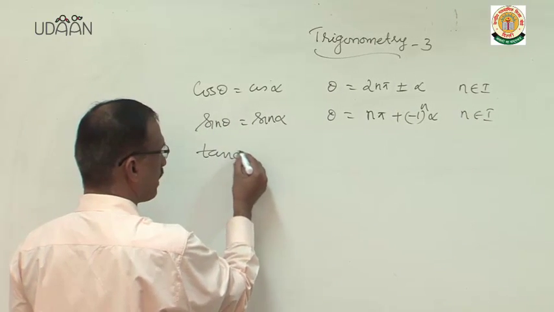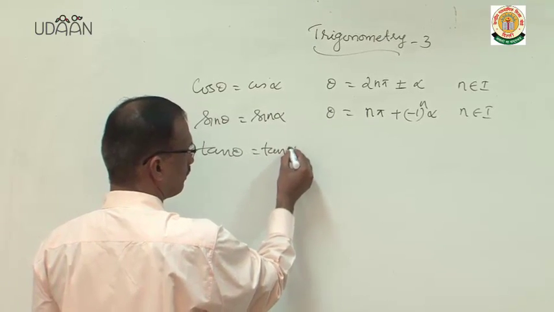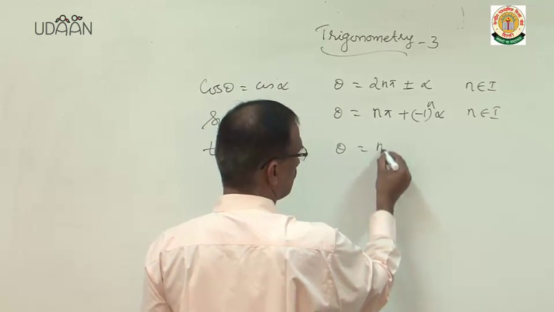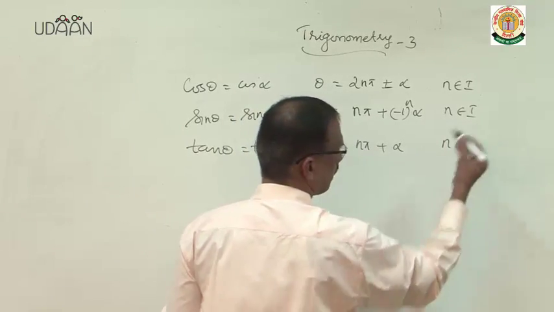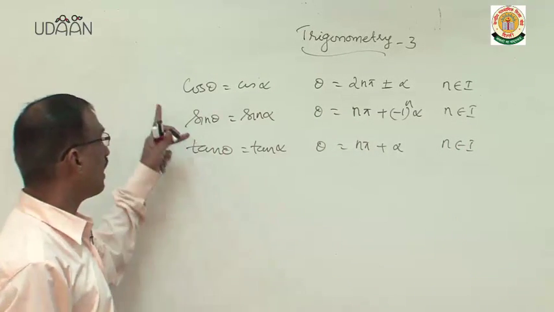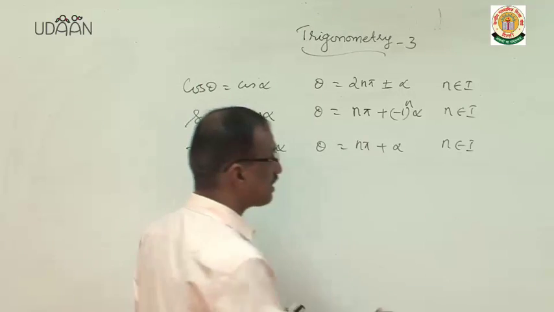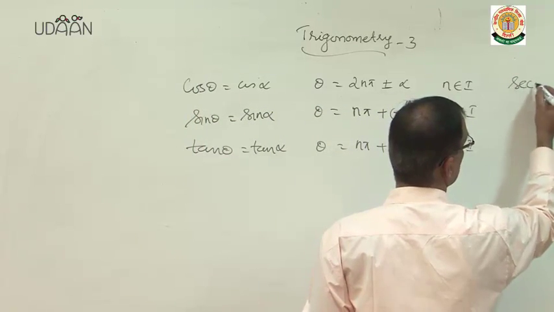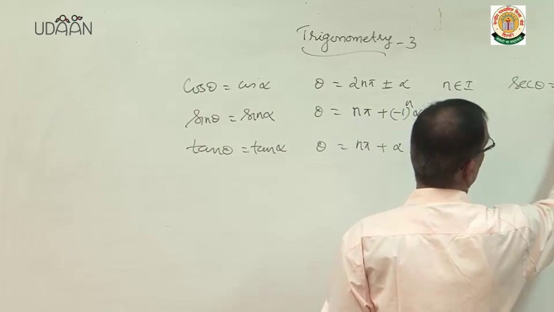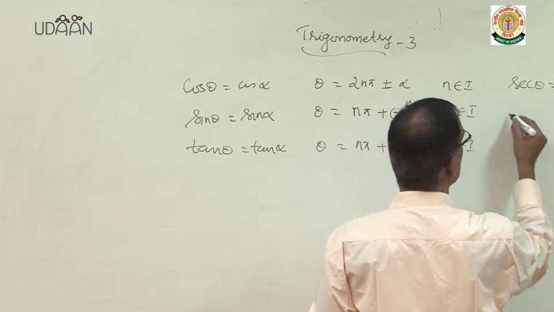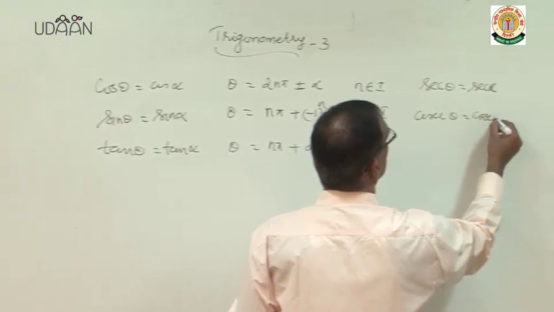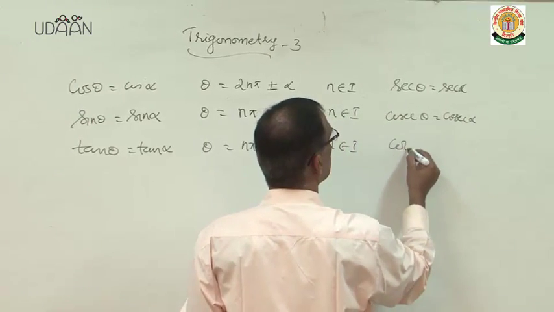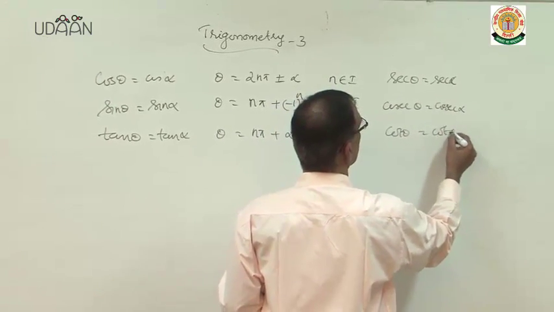Similarly, if tan theta equals tan alpha, then theta equals n pi plus alpha, n belongs to I. So, the same thing you will get for sec theta equal to sec alpha, similarly cosec theta equal to cosec alpha and cot theta equal to cot alpha.